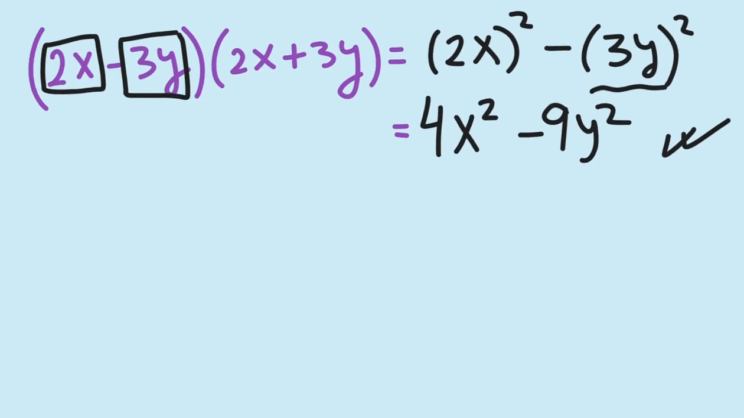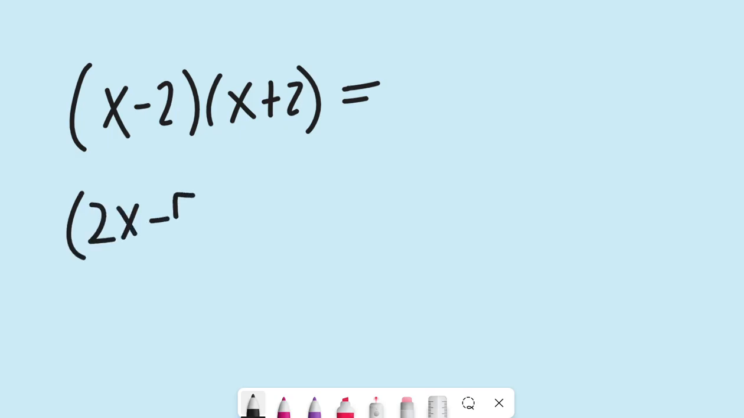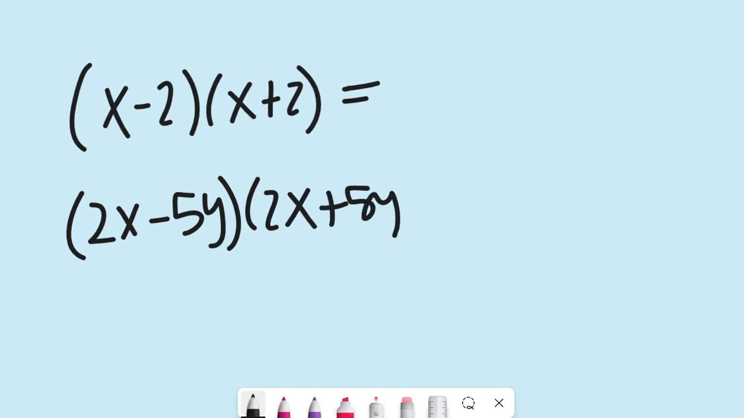Alright, if this is clear, then maybe you can try the next two questions by yourself. So you can try x minus 2 and x plus 2. And then you can try 2x minus 5y and 2x plus 5y. Okay, I'll solve this one without any explanation. If you want, pause the video, try to solve it by yourself on your copybook, and then play the video again to see if you got it correct.